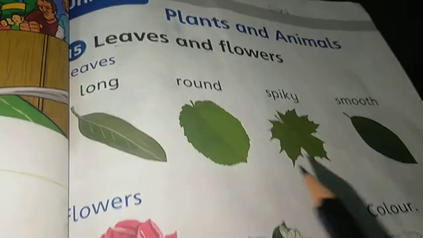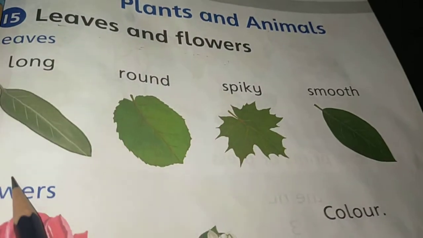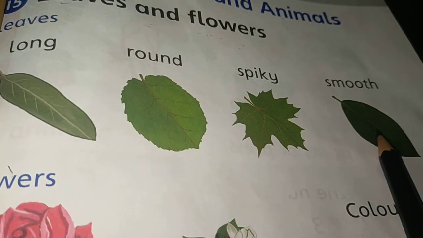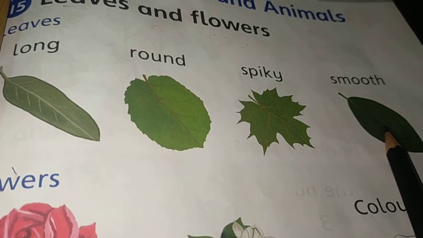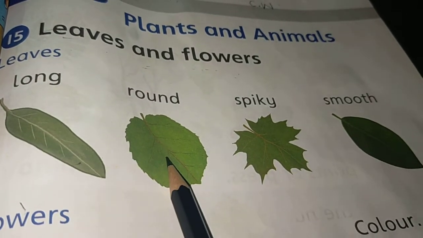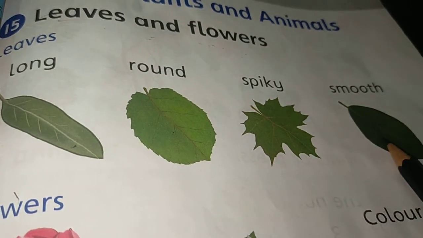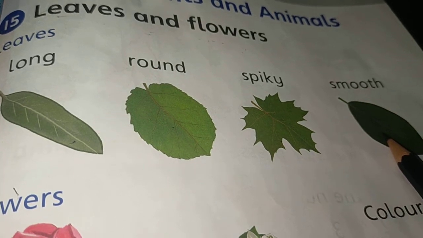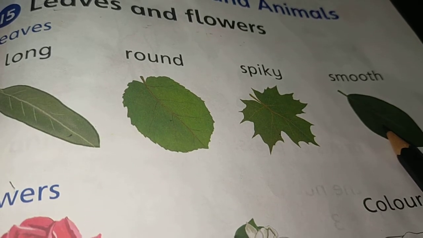Okay nursery class, come to the leaves. Yes, teacher has shown you all four leaves. You can also go to the park, if it is easy for you, and collect all these four leaves. It's very easy. Any garden has these types of leaves. This is a long leaf, this is a round leaf, this is a spiky leaf, and this is a smooth leaf. Okay, and what is the color of the leaf, nursery class? The leaves' color is green.